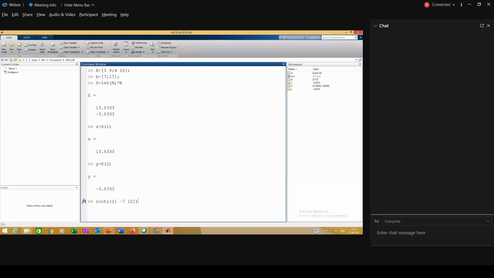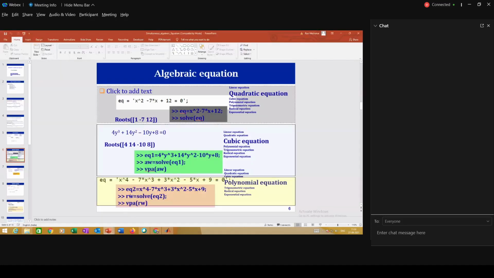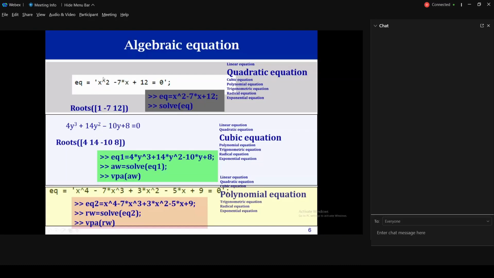So I got x is equal to 4 and x is 3. So we need to find out which are correct. By substituting in the equation, one of these might be satisfying it. So let's substitute the 4. 4 square, 16, minus 28 plus 12 is equal to 0.